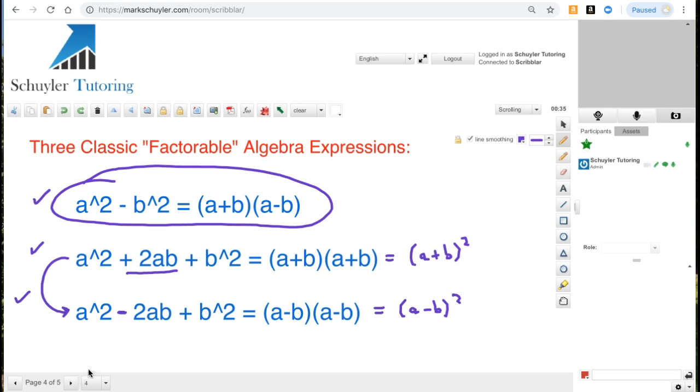Anybody who's spent enough time in algebra where they feel that they should be getting a pretty good score on the SAT or ACT, these are 3 expressions you don't want to be rusty on. They do show up on every test. Let's take a look at my last slide.